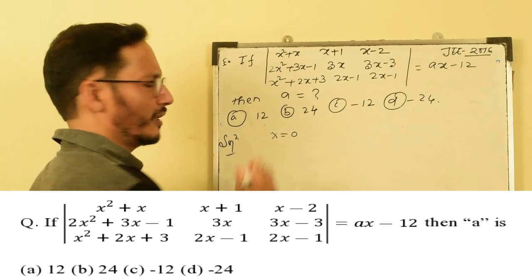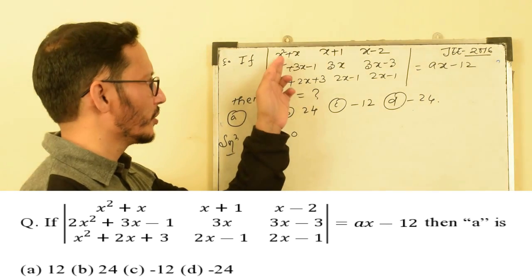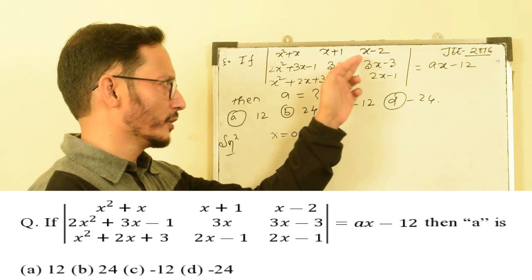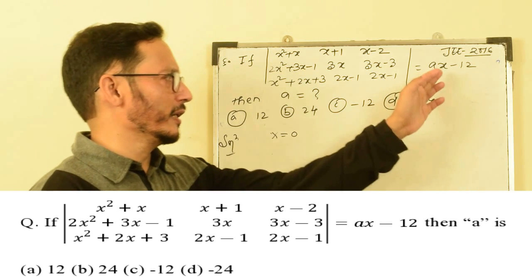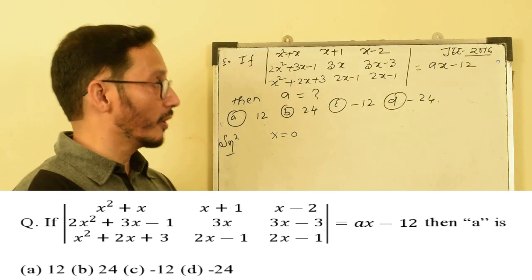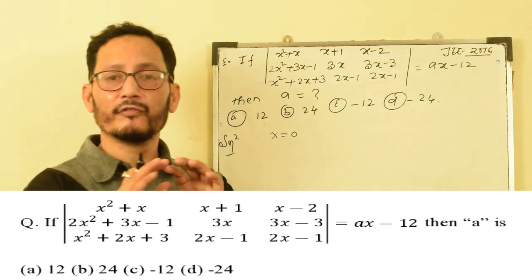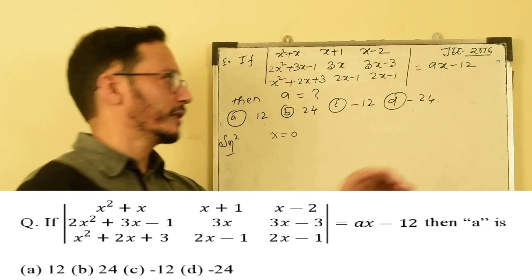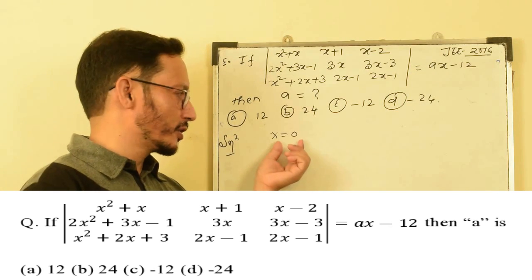If I consider x equal to 0 here, what do we see? If I put x equal to 0, we get 0 plus 0, 0, 0 plus 1, 1, 0 minus 2. Similarly, we can put the value x equal to 0 here, but it creates a problem. If I put x equal to 0, the a will vanish totally. Your aim is to find the value of a, but here a will vanish. So if I put x equal to 0, this will not work.